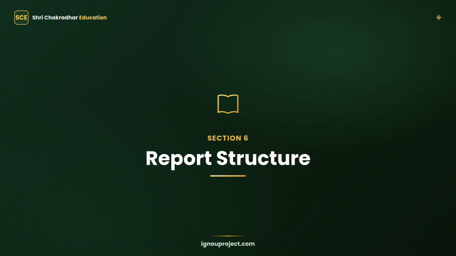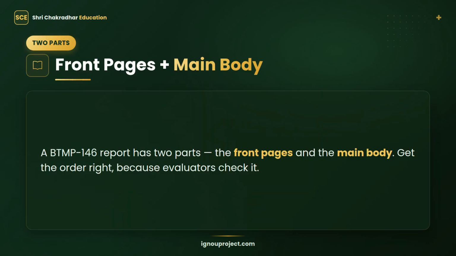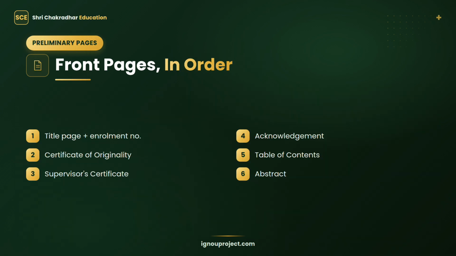Section 6. The report structure chapter by chapter. A BTMP-146 report has two parts, the front pages and the main body. Get the order right because evaluators check it. The front pages come in a fixed sequence. The title page with your name and enrollment number. Then the certificate of originality. Then the supervisor's certificate. Then your acknowledgement. Then the table of contents. And then a short abstract that sums up the whole study.